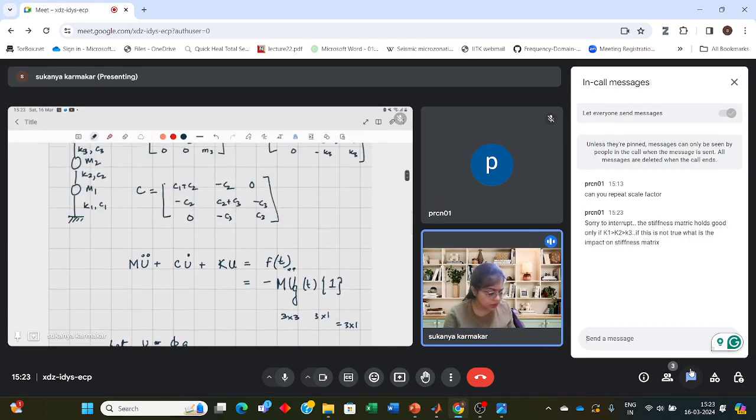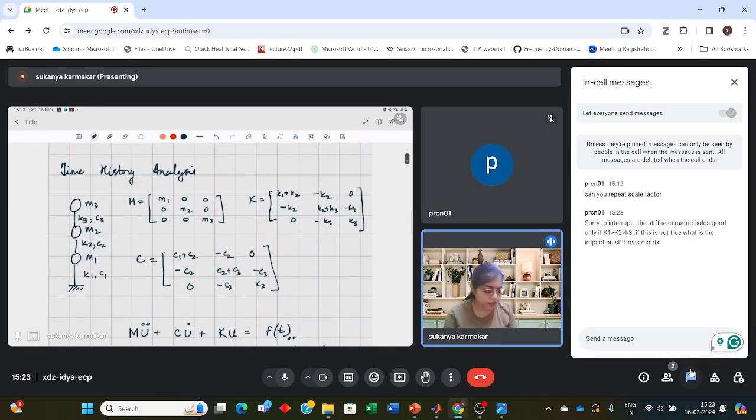No, there is no limitation on the stiffness that K1 is greater than K2, which is greater than K3. There is no such restriction while writing the stiffness matrix. I hope I'm getting your question, but there is no such restriction on the stiffness matrix that K1 should be greater than K2 and that should be greater than K3.